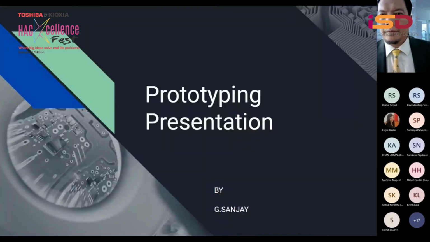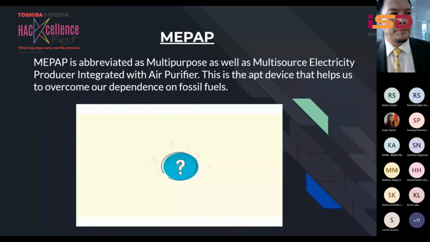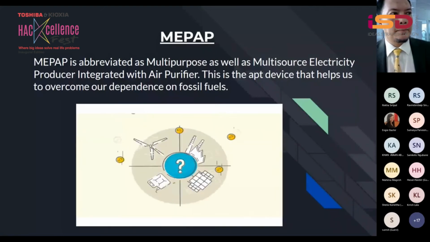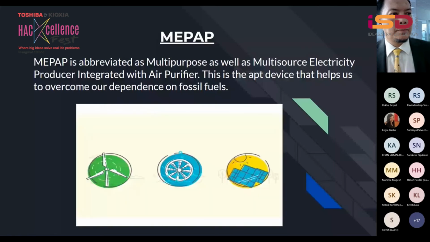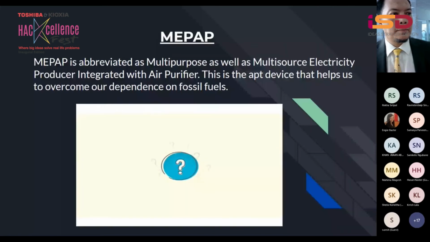First of all, welcome all to my project, Prototyping Invention. Let me introduce my project first. MEPUP is abbreviated from multi-purpose as well as multi-source electricity producer integrated with air purifier. This is a device that helps us to overcome our dependence on fossil fuels.